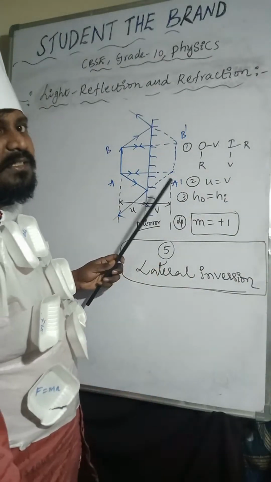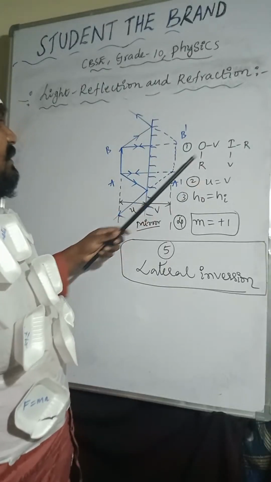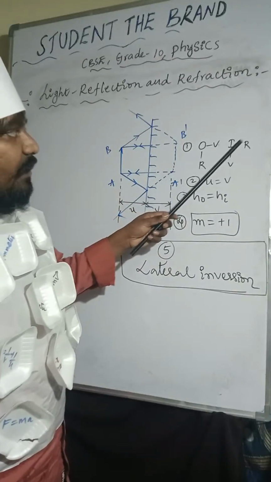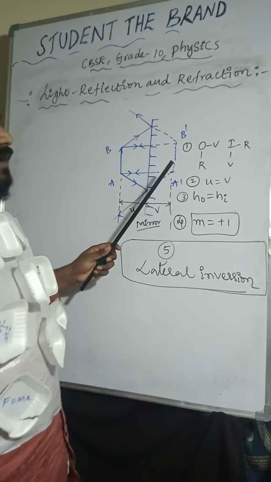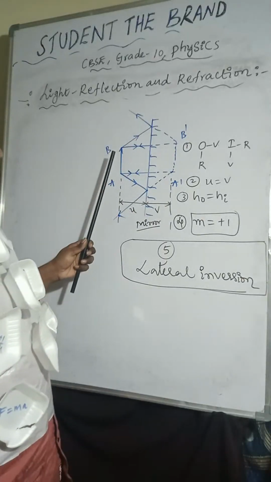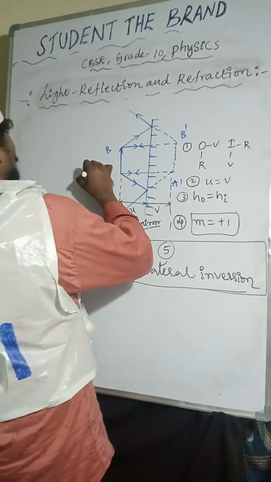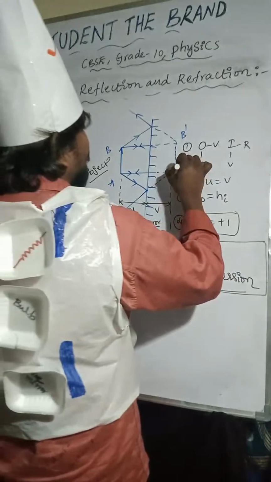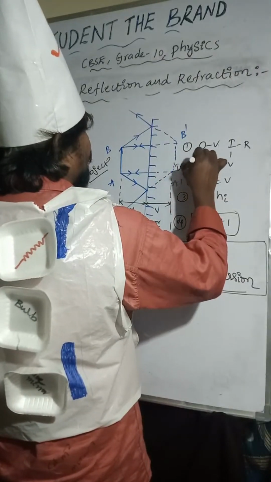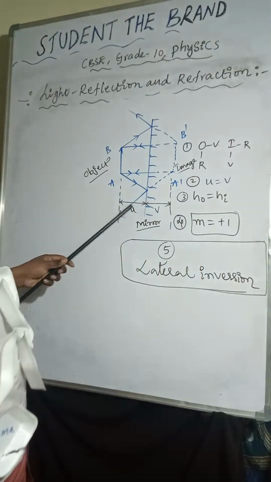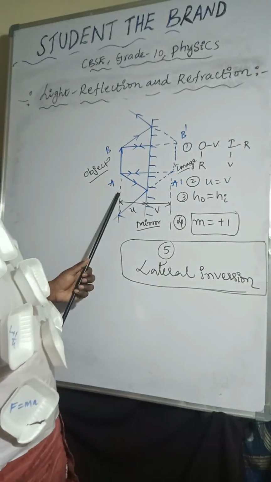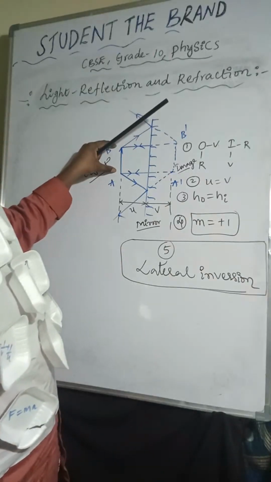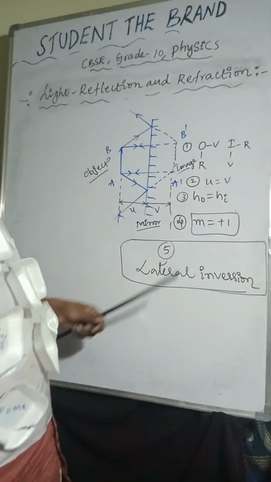Once again, we will discuss. Point number one: object is real, image is virtual. Point number two: this is the object and this one is the image. Object distance is equal to image distance. And this is nothing but height or size. Size of the object is equal to size of the image.